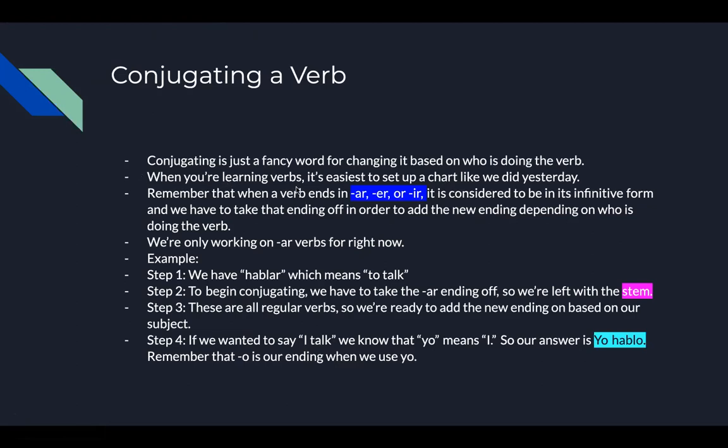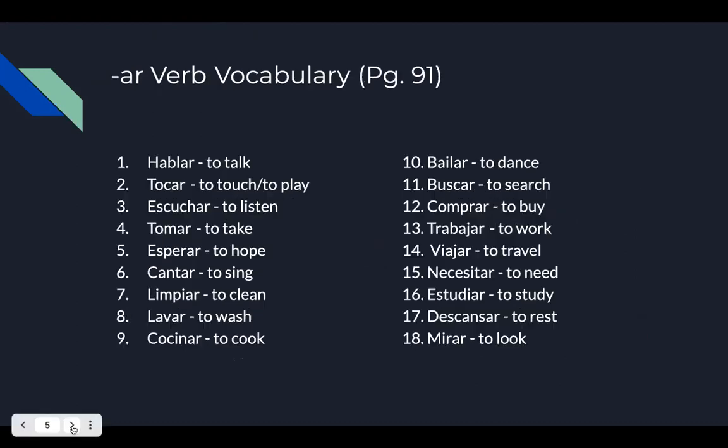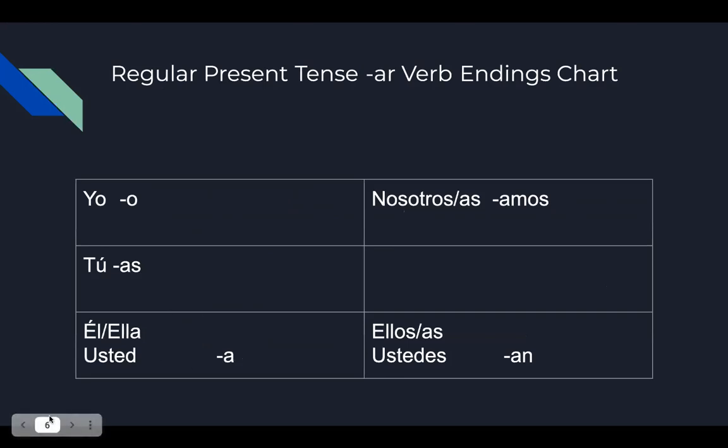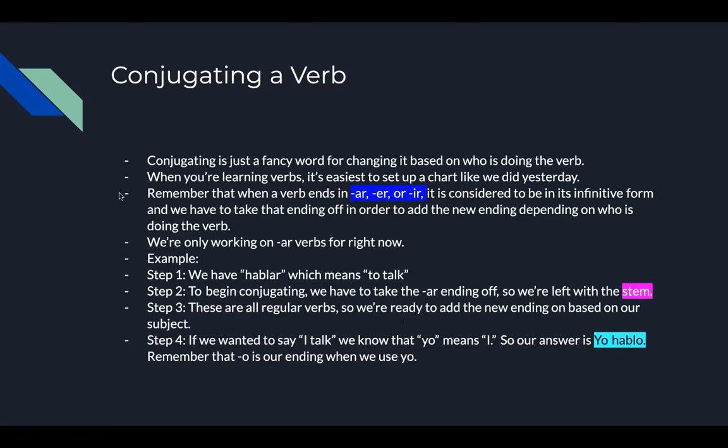And like I said, when you're learning verbs in Spanish, it's easiest to set up a chart like we did yesterday. Let me show you that, like this. Okay. And then remember that when a verb ends in AR, ER, or IR, it's considered to be in its infinitive form, and we have to take that ending off in order to add the new ending depending on who is doing the verb. We're only working on AR verbs for right now. So I have an example here. We have hablar, which is a verb in Spanish, which means to talk.